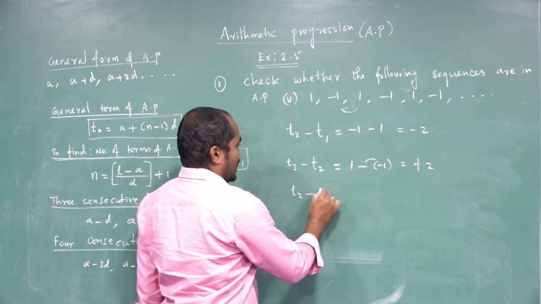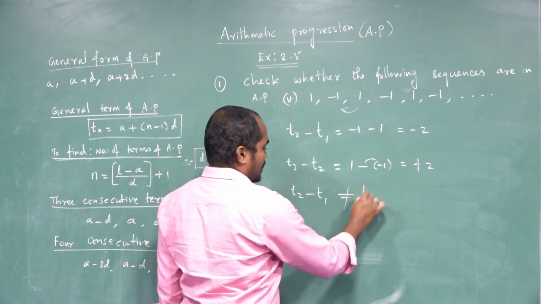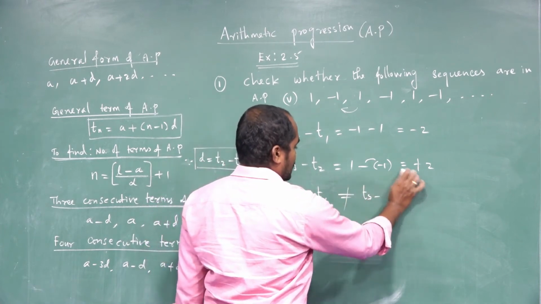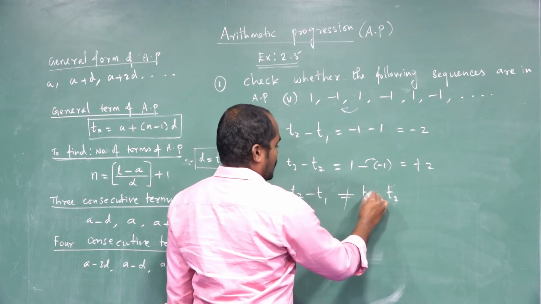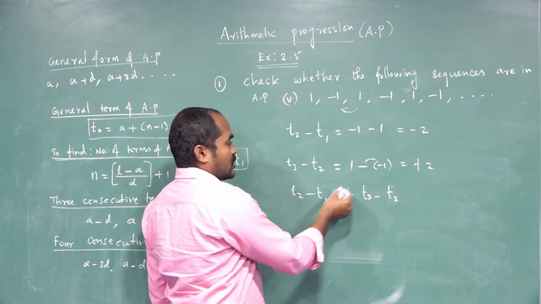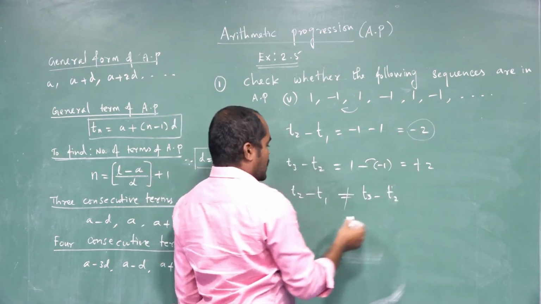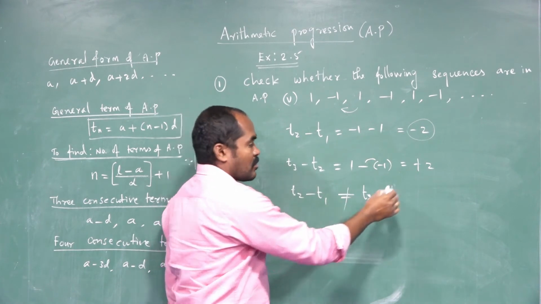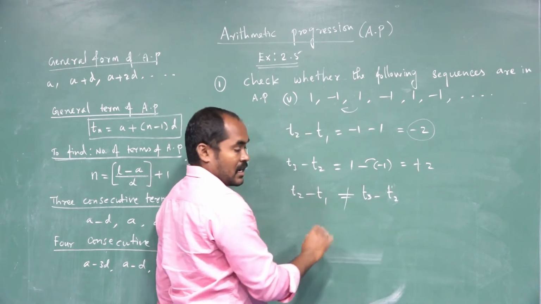So T2 minus T1 is not equal to T3 minus T2. T2 minus T1 result is minus 2, but T3 minus T2 result is plus 2. So these are not equal.